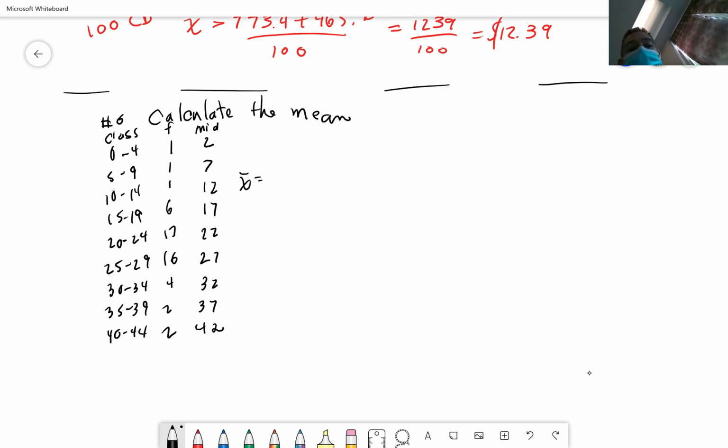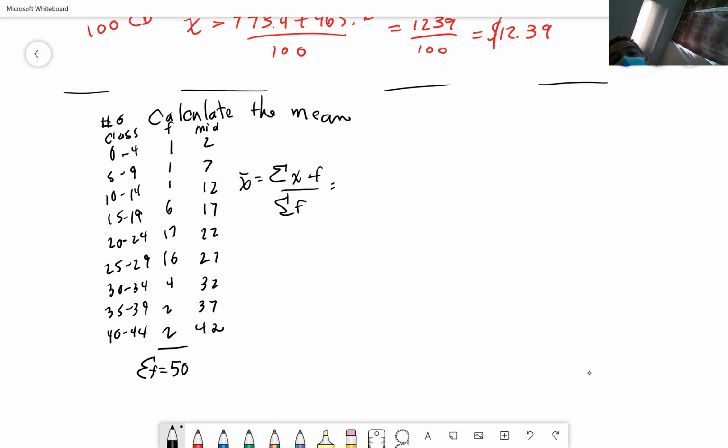So what we're supposed to do is execute this formula here. And what was the sum of f, by the way? If we added up all the numbers, what do we get? 16 plus 4 is 20. It was exactly 50. Yeah, it was 50.